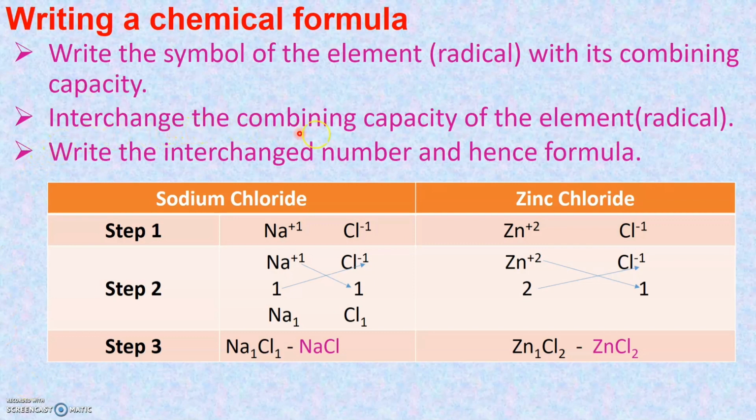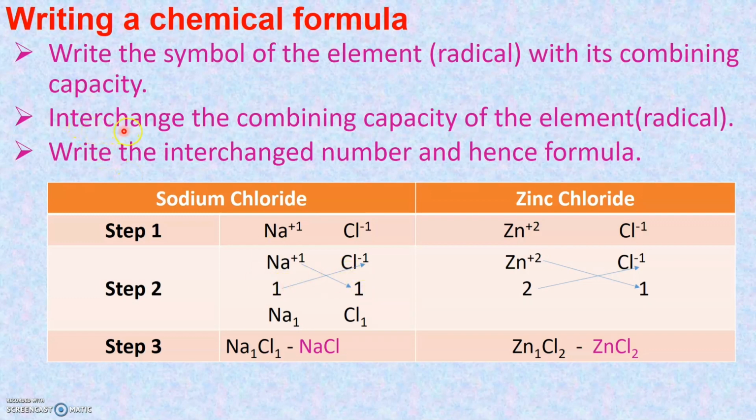We have to interchange the combining capacities of the element or radical. For that, we have to write the valency of each of these elements under the symbol given for the element. So the valency of sodium here is 1, and the valency of chlorine is again 1. Remember that we are not writing these charges here when we write the valencies. So for sodium, the valency is 1, and for chlorine, the valency is 1.